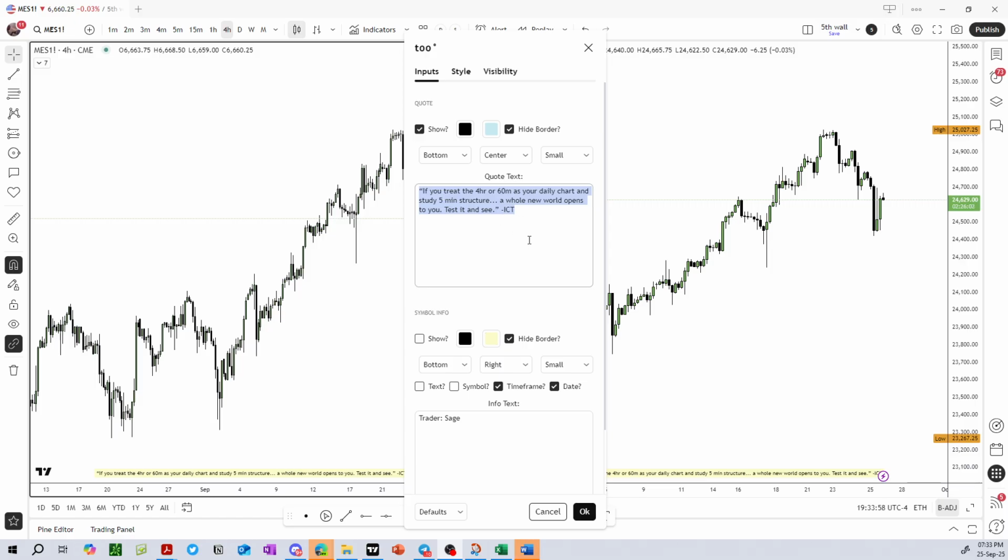Treat the 4-hour as your high time frame chart and study the 5-minute structure. Honestly, I feel like the 4-hour, even utilizing... ICT recommends that you still utilize the weekly chart, the daily chart, and then kind of go to the 4-hour from there. He has expressed in previous teachings as well that you can utilize the triple screen made popular by Alexander Elder in Trading for a Living or New Trading for a Living.